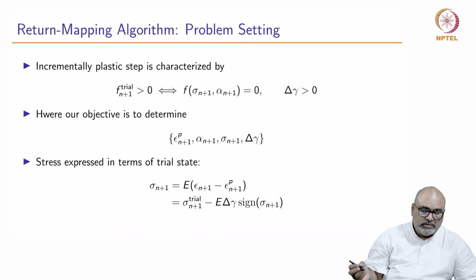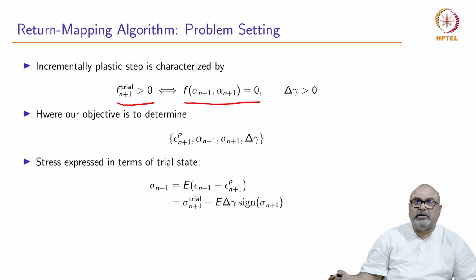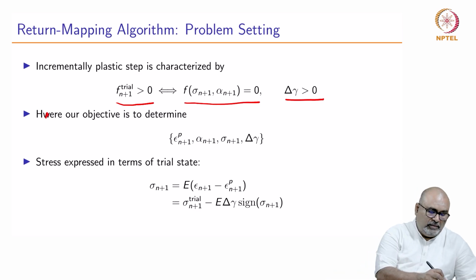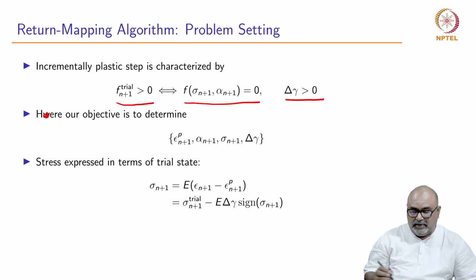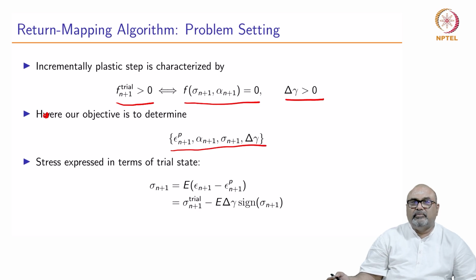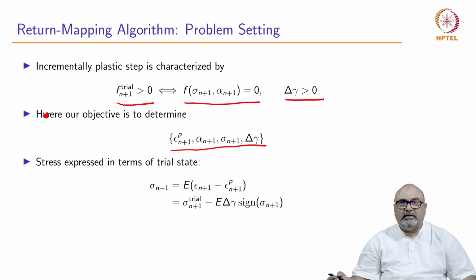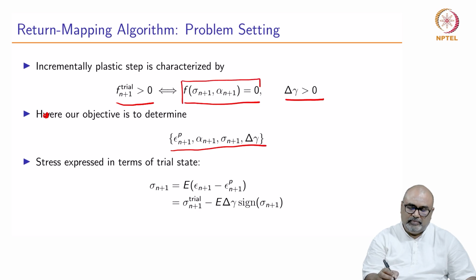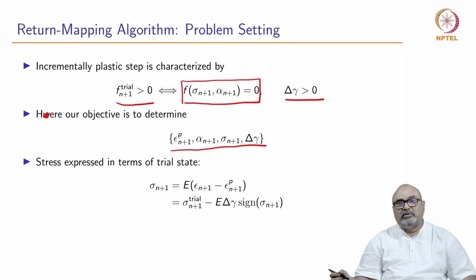So, an incremental plastic step is characterized by Fn plus 1 trial greater than or equal to 0. This implies that we should have f of sigma n plus 1 comma alpha n plus 1 must be equal to 0 for a plastic multiplier delta gamma greater than 0. So, here our objective is to find out the values of epsilon n plus 1 p, alpha n plus 1, sigma n plus 1 and delta gamma, such that we are having f of sigma n plus 1 comma alpha n plus 1 equal to 0.